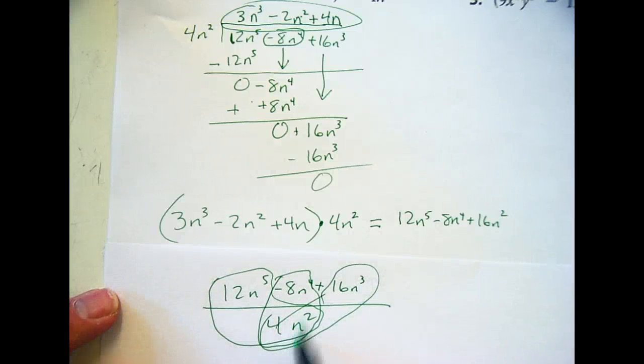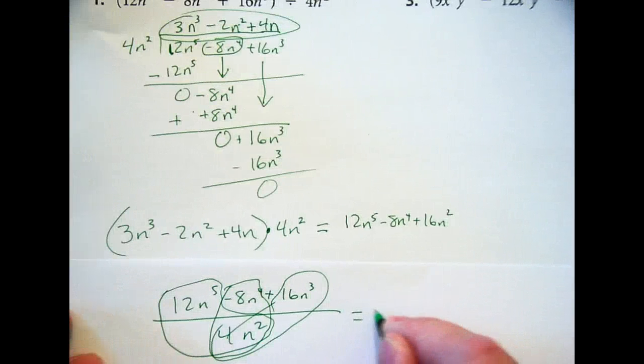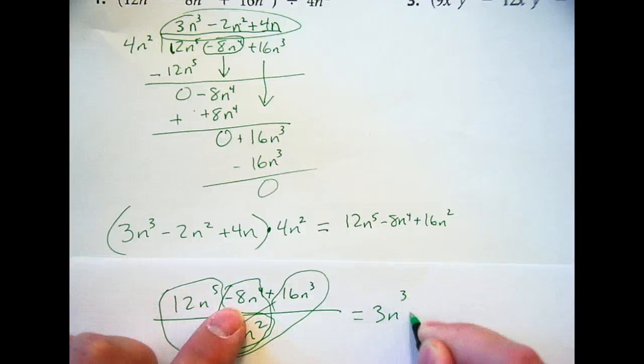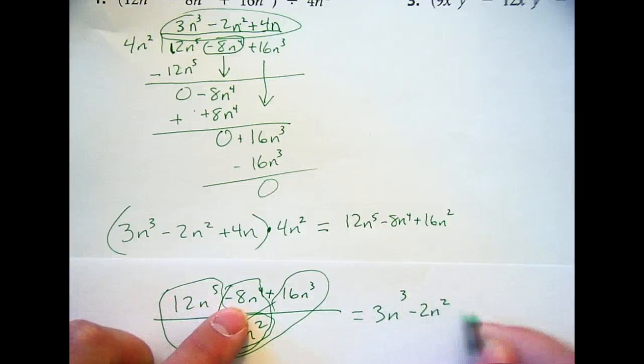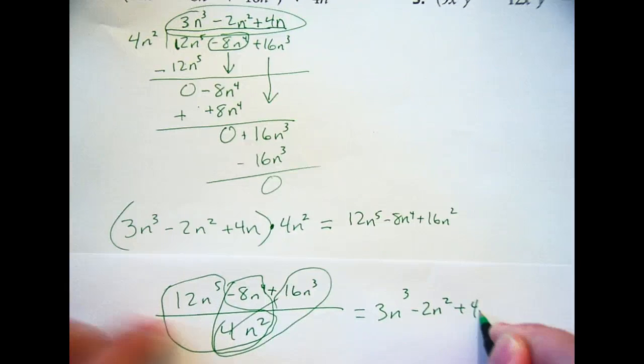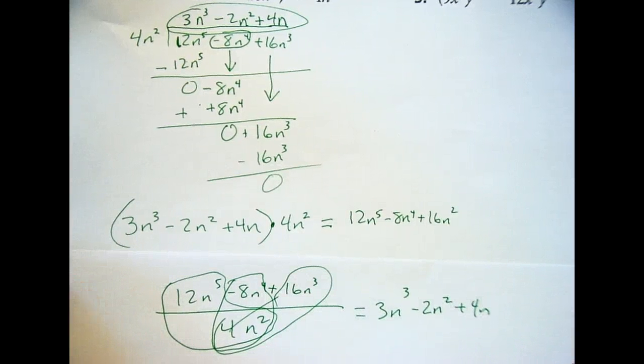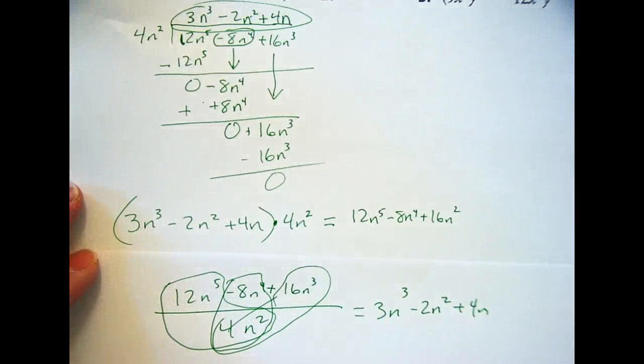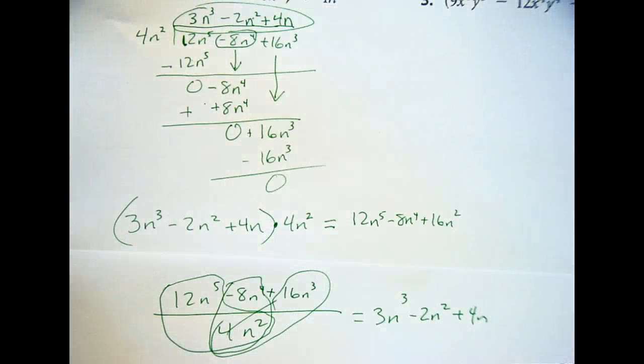You could have pulled out a 4n squared from each of those and ended up with 3n cubed, negative 2n squared, and positive 4n. It would have got you to the same point. In fact, it probably would have been faster. I probably would have done that if I wasn't teaching the lesson. But this was a good way to introduce you to polynomial long division. All right. Any questions there?